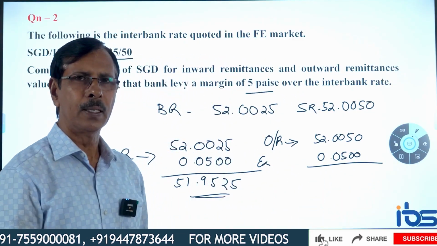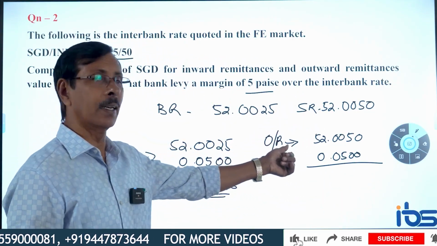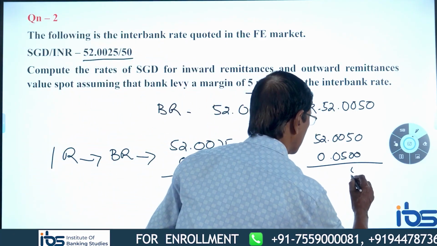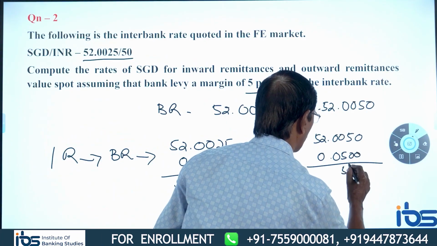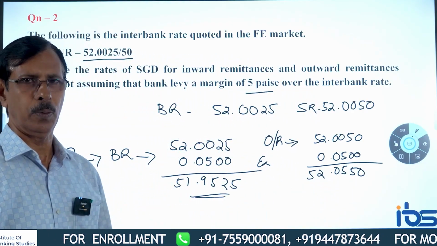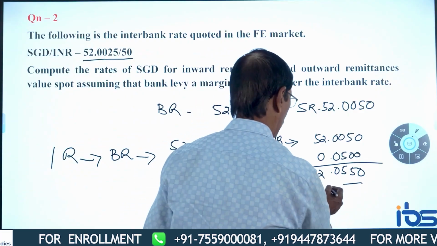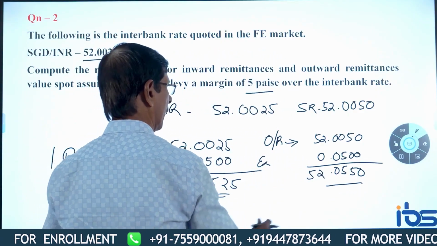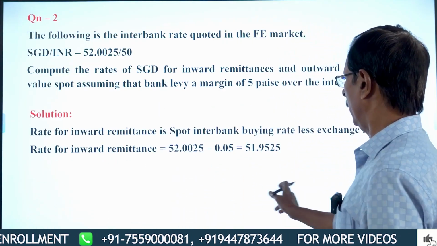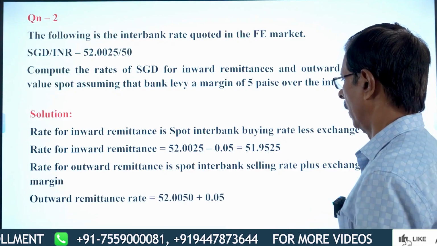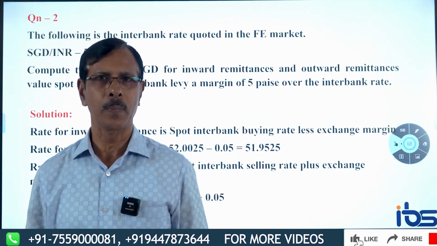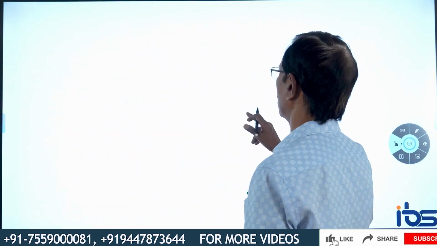And what to do with this margin? This is a selling transaction. In a selling transaction, you have to add the margin. So when you add, you will get 52.0550. So this is the rate for outward remittance and this is the rate for inward remittance. Look, I have done it for you here. Hope that it is clear. Let us go on to the next question.